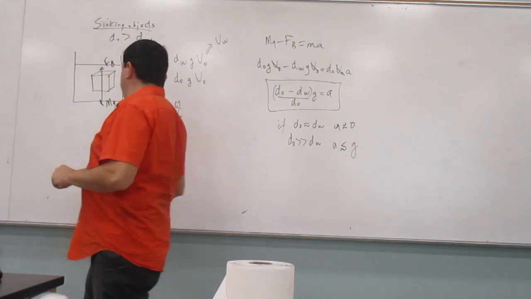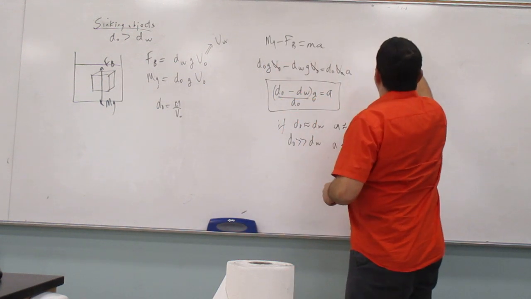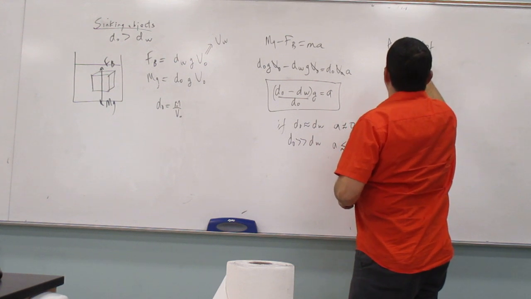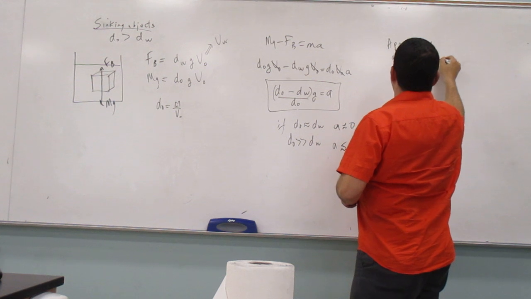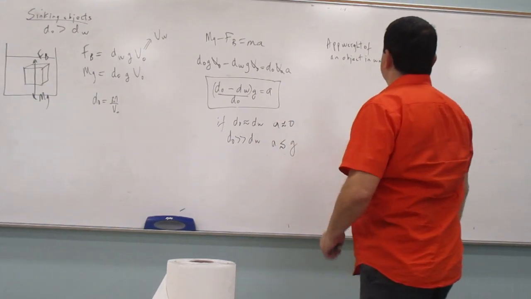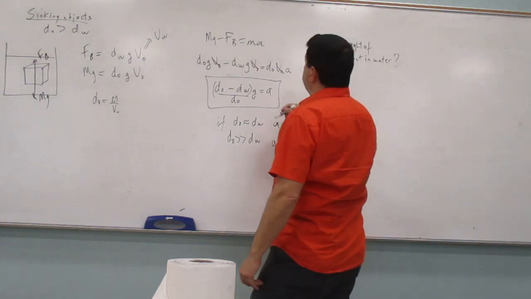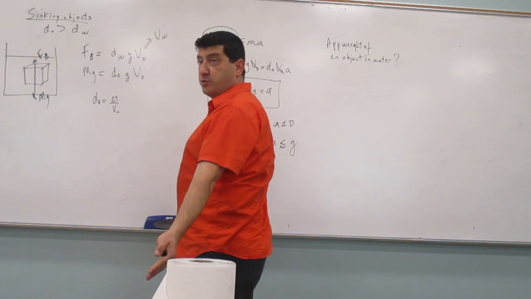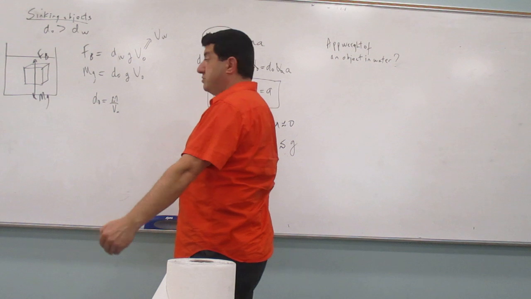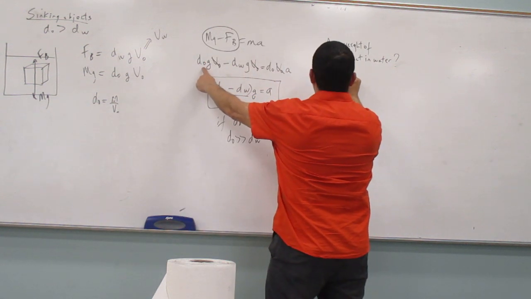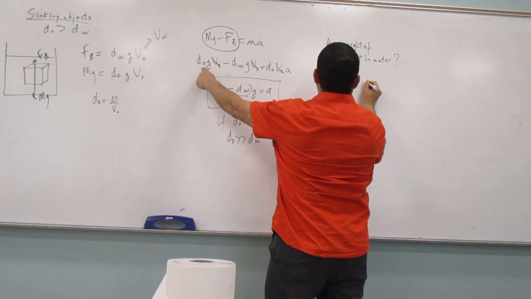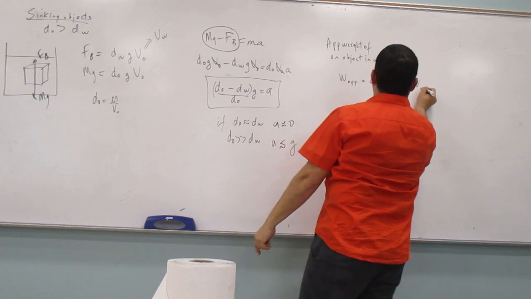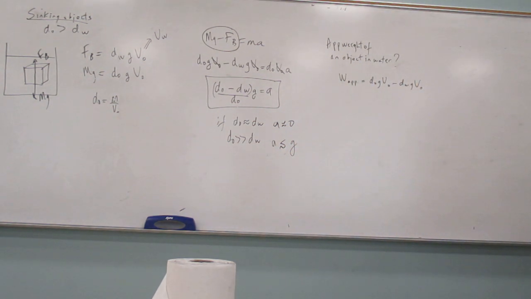Okay, then there's a term called the apparent weight of an object in water. That one is kind of like this portion of it. This portion is the apparent weight, because it's your actual weight minus the buoyant force on you. So we just say the apparent weight is equal to dO g VO minus dW g VO. Now we can get an equation for that.